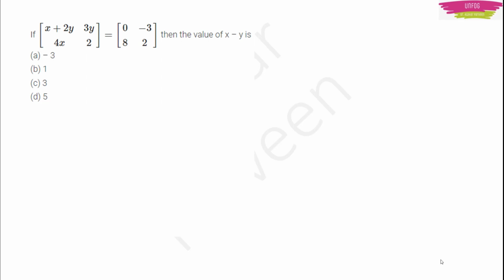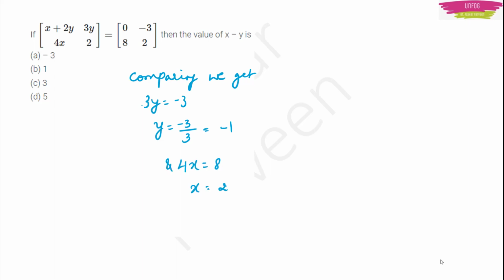Okay. Here what I am doing is, I am taking the simple one, 3y = minus 3. And so y will become minus 1 because minus 3 and 3 will get cancelled, leaving minus 1. Then I will treat 4x = 8 and I will get x = 2 because 8 upon 4 is 2. Now I will have to subtract x minus y. So it will be 2 minus of minus 1. So x minus y will be equal to 3.